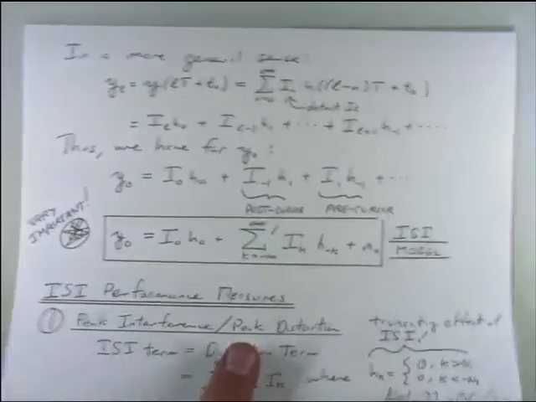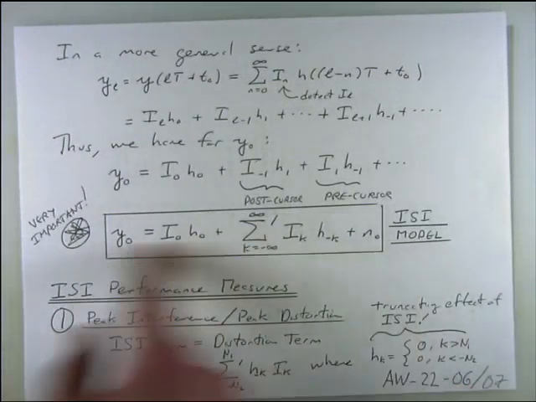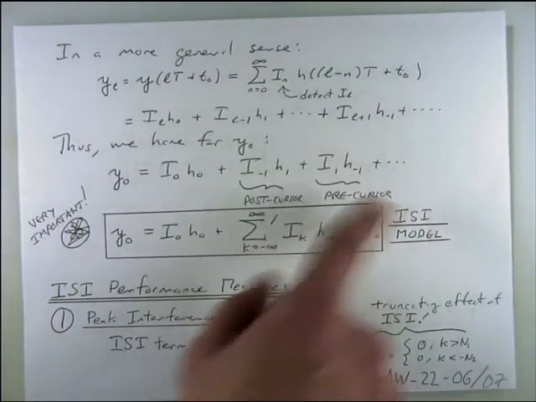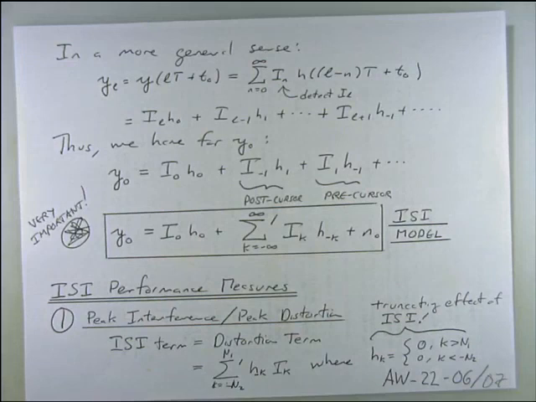And so if you do that, your ISI model will basically be expressed like so. So you have the precursor, postcursor. So this is our ISI model. We'll be using this in the next lecture in order to understand more things like Nyquist pulse shapes, right? So there are several types. Before we conclude this lecture, there are a few performance measures. First of all, there is something called peak interference, peak distortion.